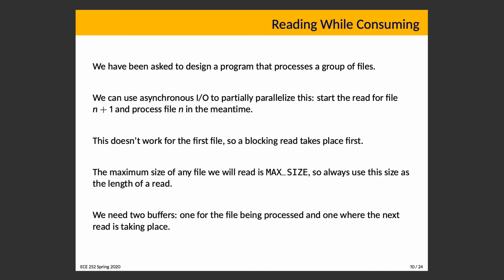So we'll say in the first version that our goal is just to partially parallelize it. We want to start the read for file n+1 and then process file n in the meantime. Obviously, this doesn't work for the first file because there is no file preceding it, so you have to do a blocking read that takes place first. I've assumed for the sake of simplicity, in this case, the maximum file size you'll read is max size, so you just try to read that many bytes.